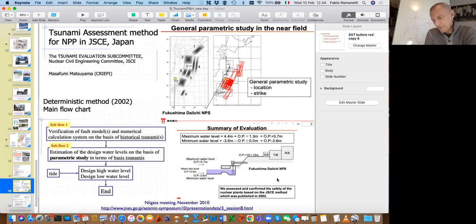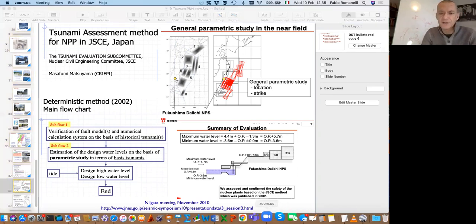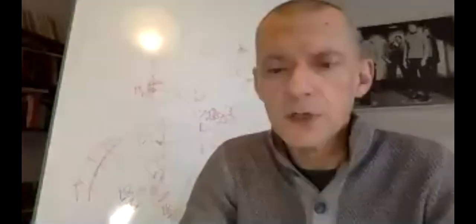And the result of a study a few months before the event was that, you see, the operating level and the maximum tsunami height, weighted from all the methods, was 5.7 meters. And so the assessors confirmed the safety of the nuclear power plants. Well, you know what occurred a few months later. The tsunami height at Fukushima was in some places 12 meters. So my final message for today is that, let me stop sharing here.